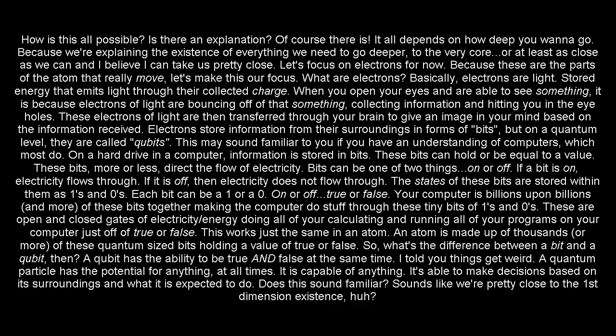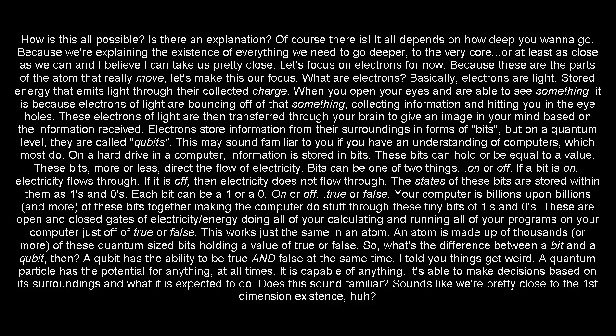Let's focus on electrons for now. Because these are the parts of the atom that really move, let's make this our focus. What are electrons? Basically, electrons are light. Stored energy that emits light through their collected charge. When you open your eyes and are able to see something, it is because electrons of light are bouncing off of that something, collecting information and hitting you in the eye holes. These electrons of light are then transferred through your brain to give an image in your mind based on the information received.